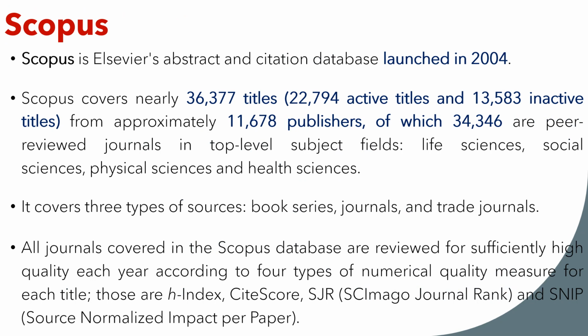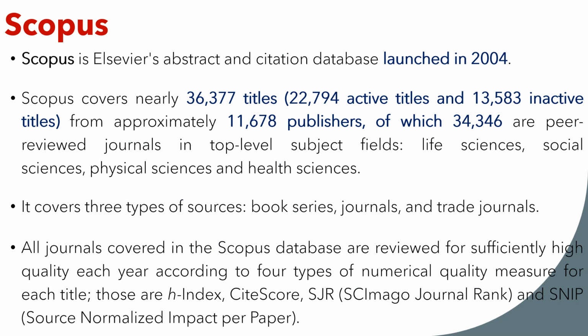Scopus belongs to Elsevier. Elsevier has Scopus, SciVal, and ScienceDirect. Scopus is Elsevier's abstract and citation database, which was launched in 2004. If you go to Scopus, you can see roughly more than 44,000 different titles. Here I have mentioned 36,000 because that is some old data, so that's why it is 36,000.